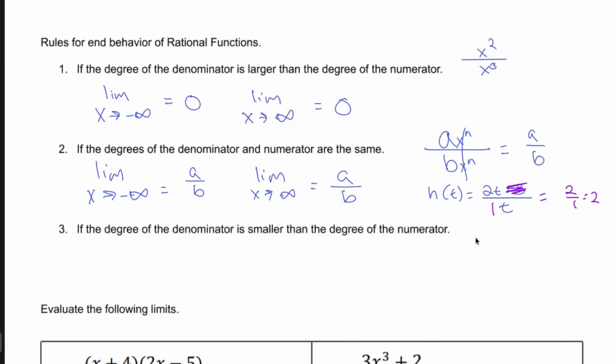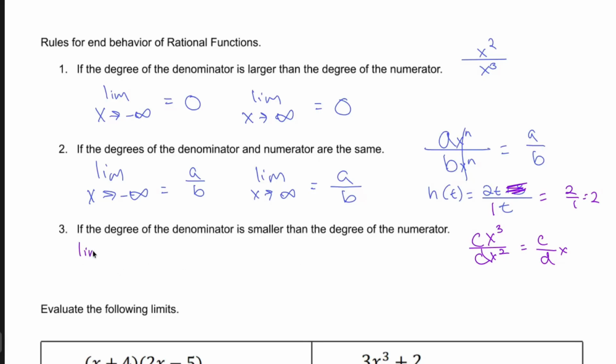Now, if the degree of the denominator is smaller than the degree in the numerator, so let's just say you have something like cx to the third over dx squared. What you're going to do is plug in whatever infinity you're talking about. Now that's going to be weird, but we would simplify this, and say c over d times x, because x to the third over x squared is x.